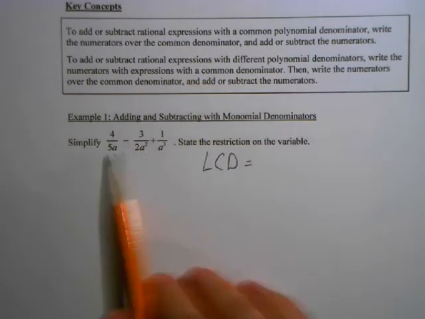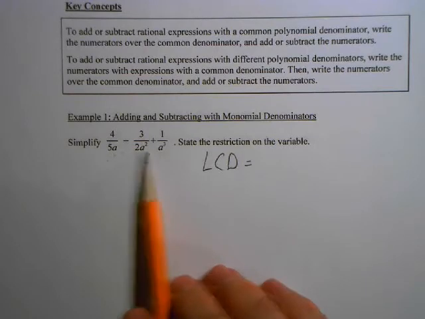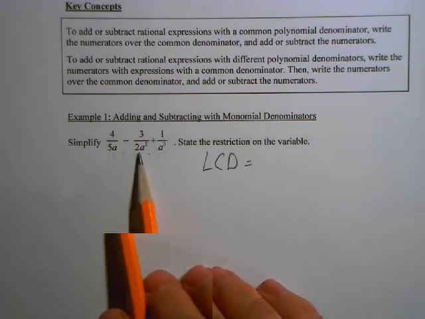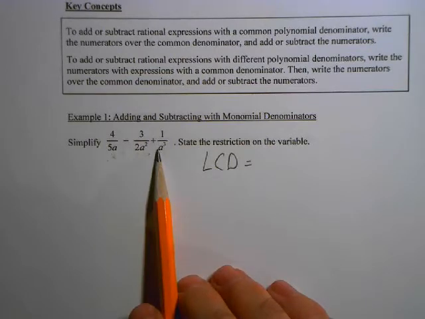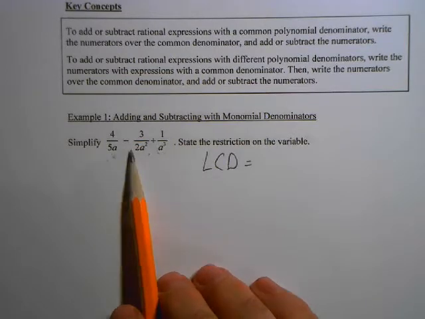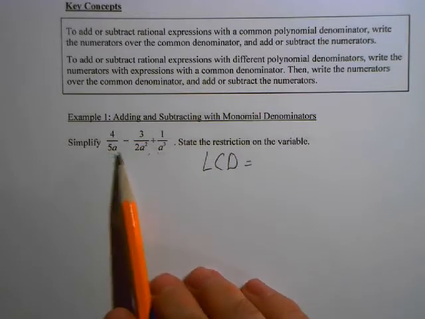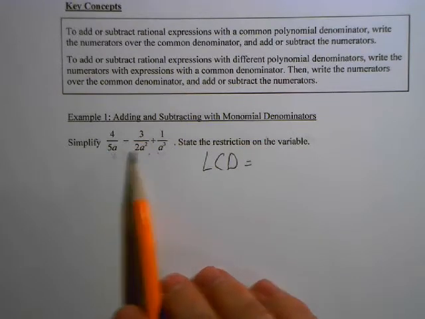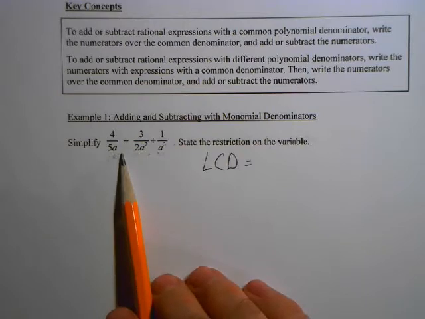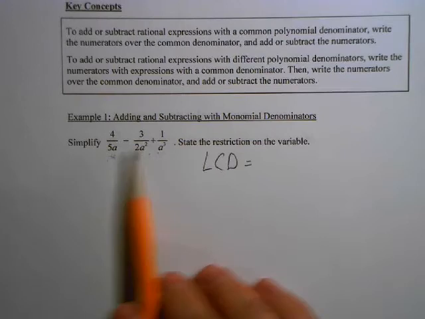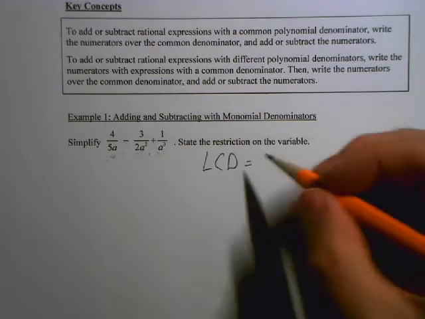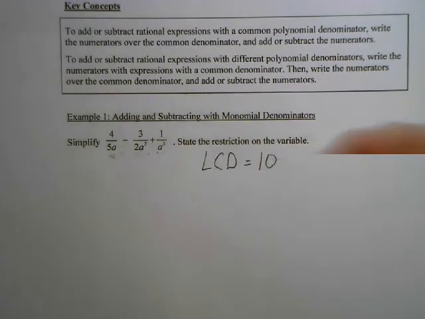I want to think about my constant part of this, the number part. So I have a 5 and a 2 and a 1 in front of my a's. So what number is the lowest common denominator? Lowest common multiple for 5, 2, and 1? Well, 1 doesn't even matter. 5 and 2, the lowest common multiple would be 10. So I'll have that in my denominator.